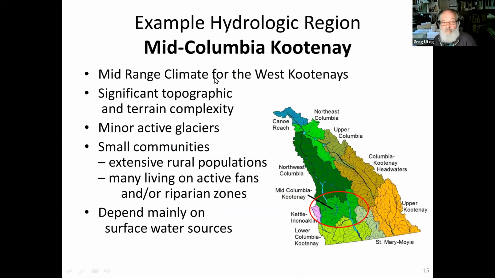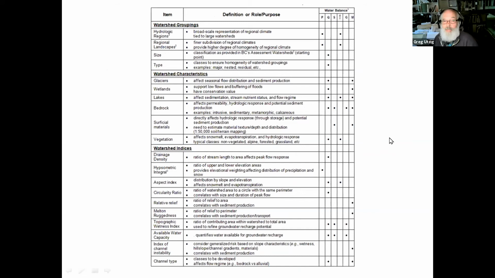interest. It's mid-range of climate, lots of topography and terrain complexity. There's some active glaciers. There's lots of small communities and rural populations using water, many living on fans and riparian zones, mainly depending on surface waters. So how do we go about characterizing those?